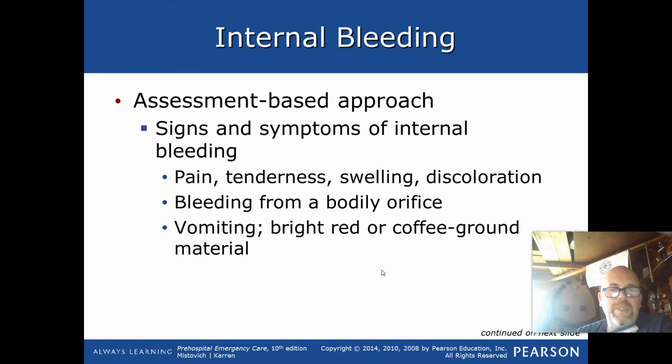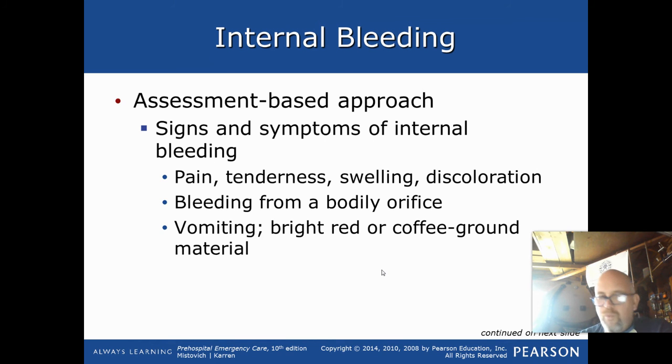Signs and symptoms of internal bleeding: pain, tenderness, swelling, discoloration. On those assessments from head to toe, identifying the pain, tenderness on palpation, looking for swelling, seeing swelling, feeling swelling, and discoloration, that is ecchymosis or bruising. Bleeding from a bodily orifice. Maybe you've urinated blood, defecated blood. You may be bleeding from your ears or nose, which is indicative of a head injury, skull fracture. Maybe you're actually vomiting bright red or coffee ground emesis.